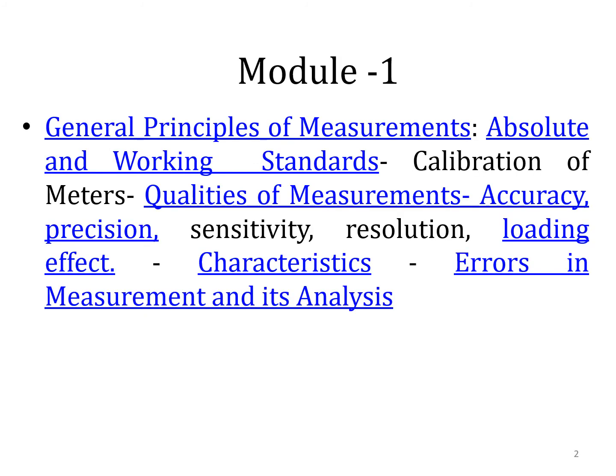So this is the description of module 1. In module 1, we have to study the general principles of measurements. In that, the absolute and working standards, the calibration of meters, the qualities of measurements like accuracy, precision, sensitivity, resolution, then the loading effect, the characteristics, and the last one is error in the measurement and its analysis.